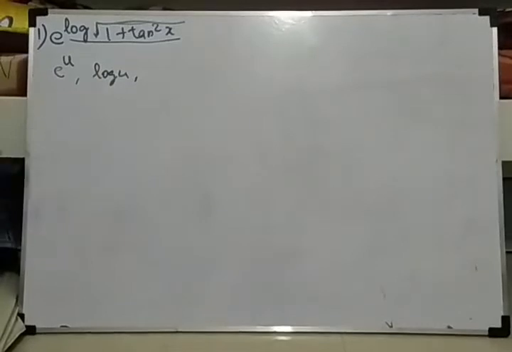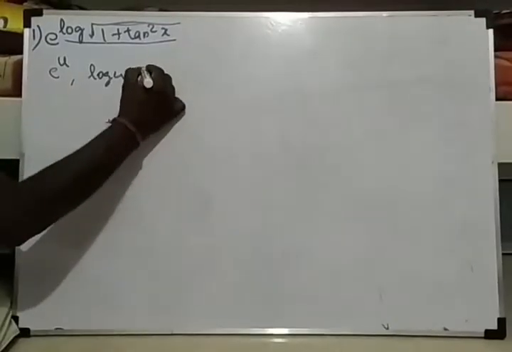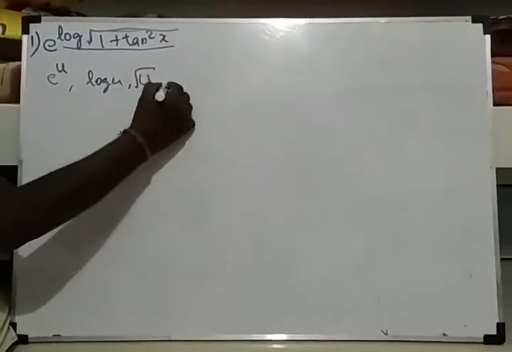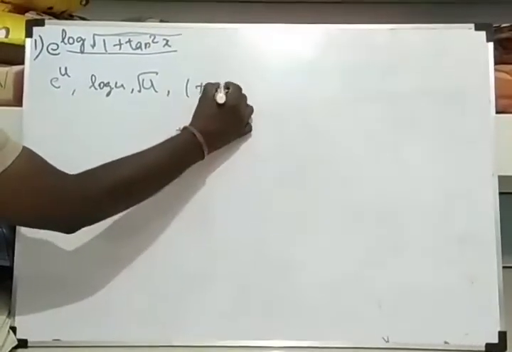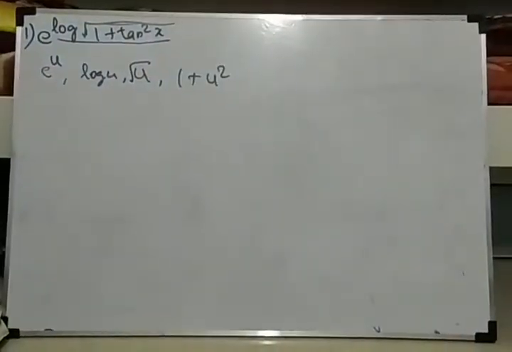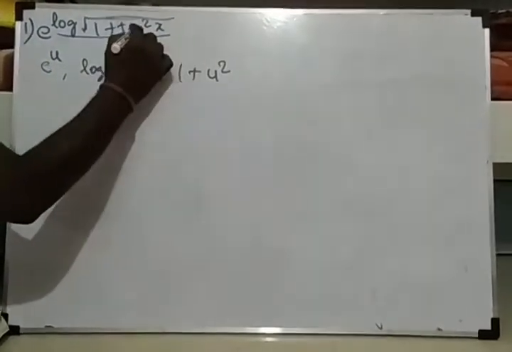and then you consider tan x as u, then you have root of 1 plus tan square x, that is root u, and then you have tan as u, that is 1 plus u square, and then you have u square again, u to be tan x.